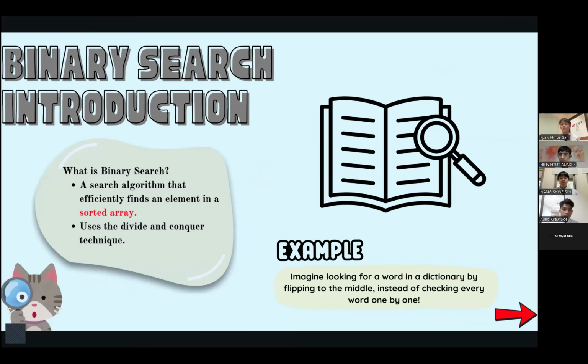Now let's talk about binary search, a powerful and efficient searching algorithm. So what is binary search? Binary search is a method used to find an element quickly in a sorted array. Instead of checking every element one by one, it follows a divide and conquer technique, significantly reducing the number of comparisons needed. Imagine searching for a word in a dictionary. Instead of checking every word from the beginning, you flip to the middle, check where your word might be, and narrow down your search. This makes the process much faster. Binary search is widely used in computing because of its speed and efficiency. In the next slide, I will explore how it works in detail.